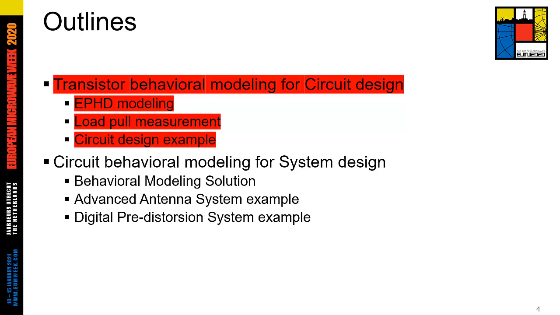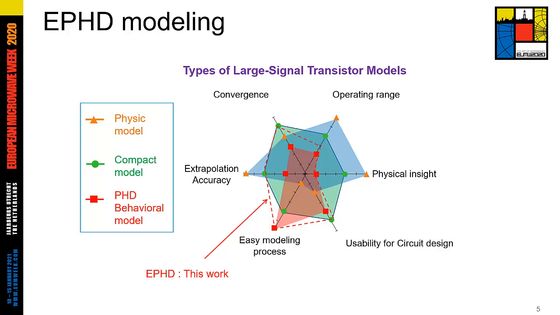So let's start with transistor modeling. As you know, there are different types of modeling that we can use for amplifier design. The first one is physical model. There is also the compact model, and then the PhD model. For the physical model, it's the blue region that you can see here.